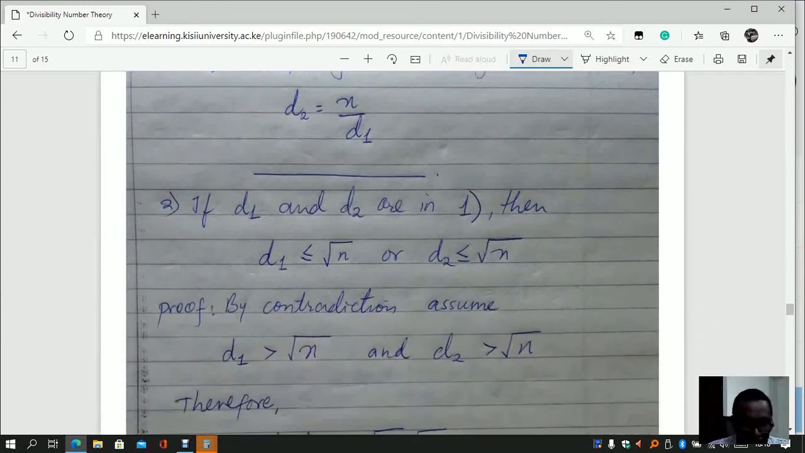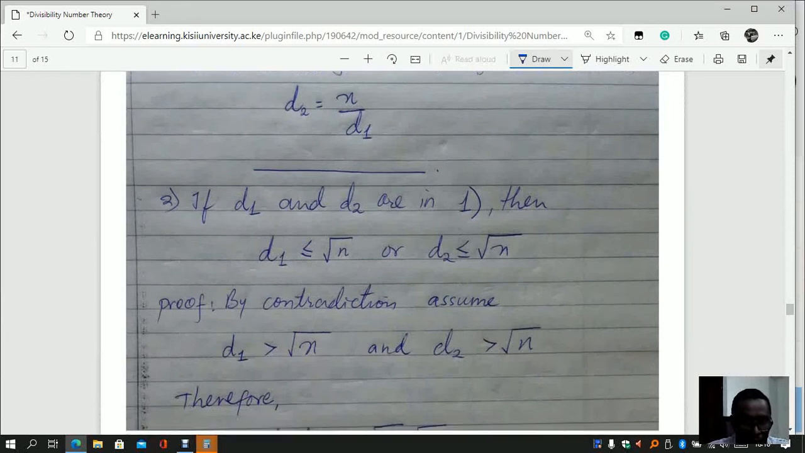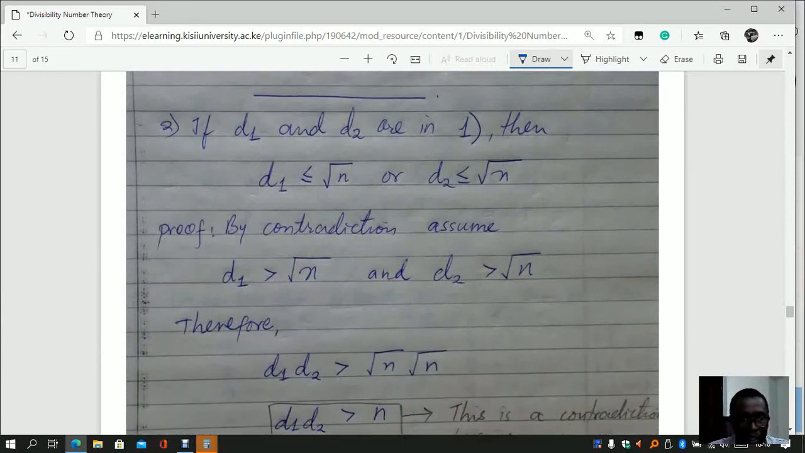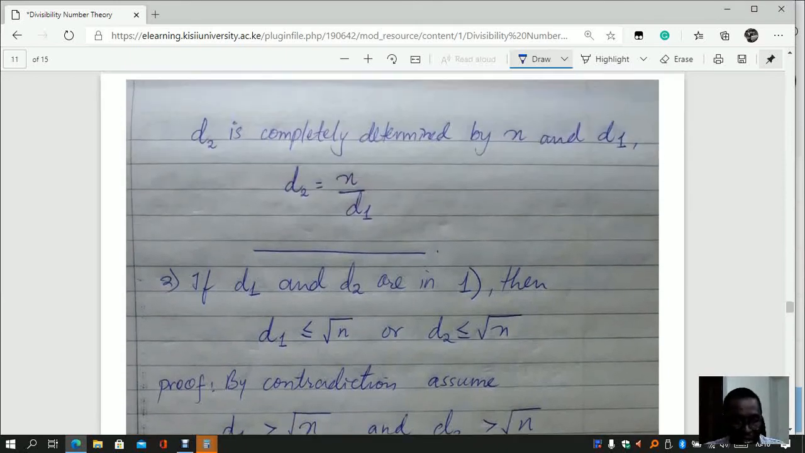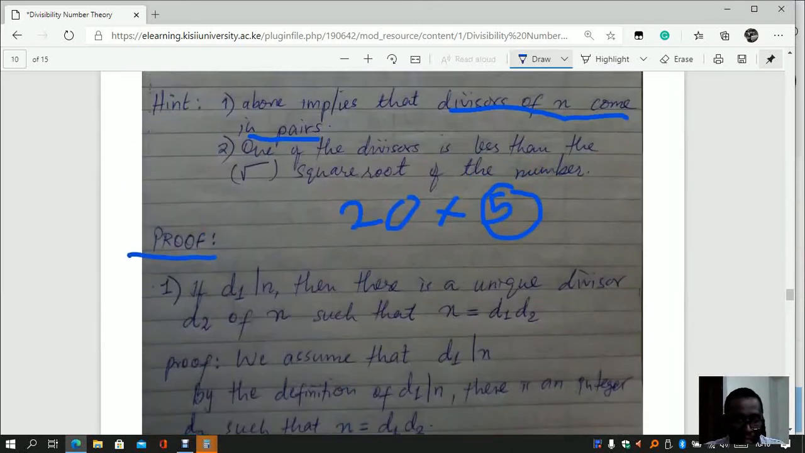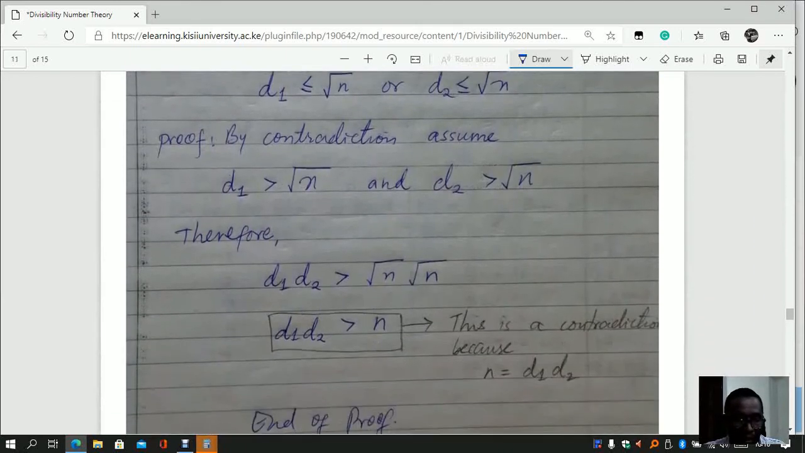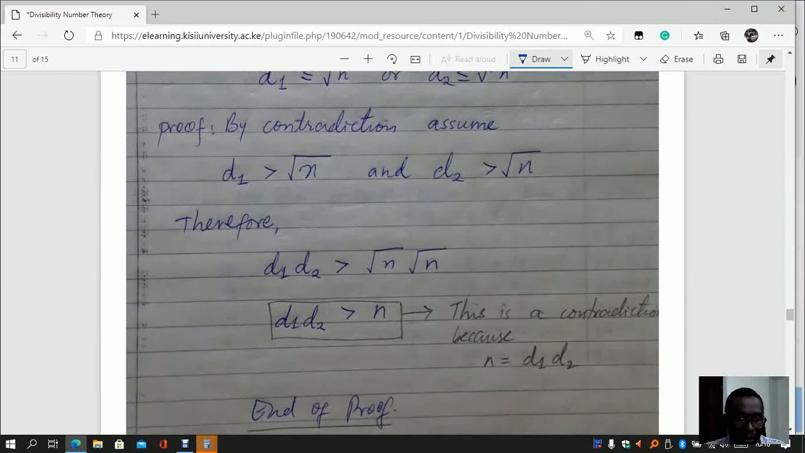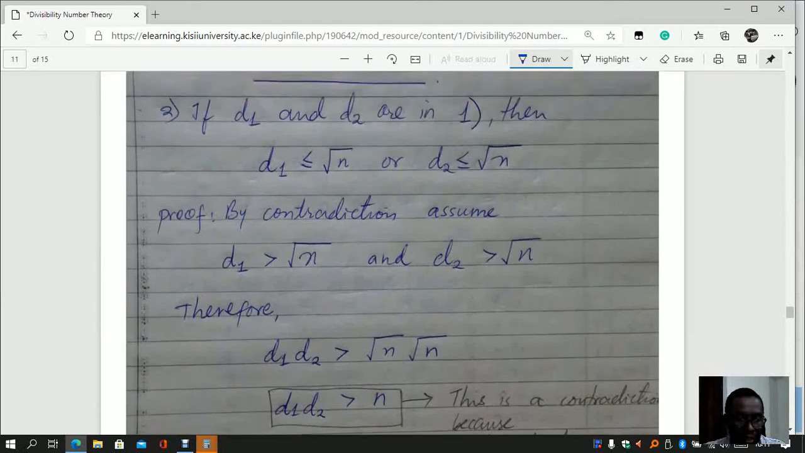Now, we just want to test something here. If d1 and d2 are divisors of n, then we've just seen that d1 is less or equal to the square root of the number, or d2 is less or equal to the square root of the number, which is very true based on this example here. Now, the final thing is the proof by contradiction. You change some of the signs, you contradict yourself to prove something.